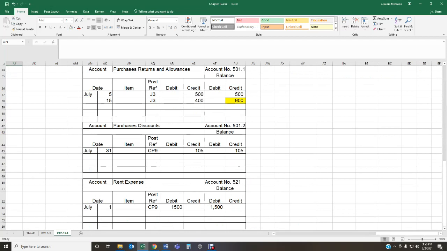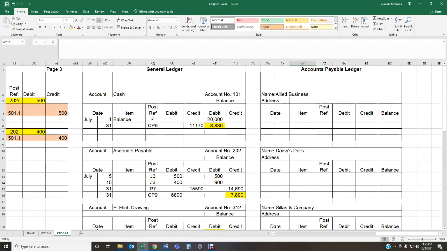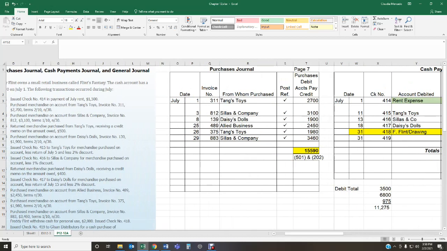So all of my general ledgers are done. Okay? Let me just highlight these, that way we know the ending balances. Okay? So let me save this. Let's go back to our purchases journal. We entered the post reference here, check marks. That just lets them know that the transaction has been posted from the journal to the ledger.